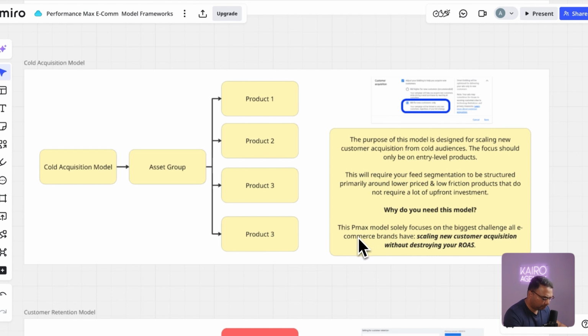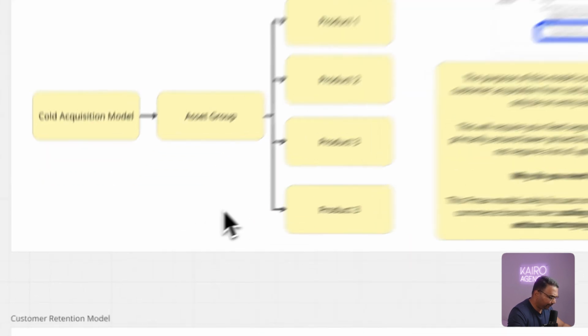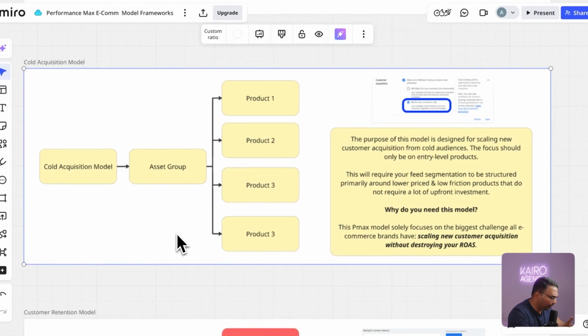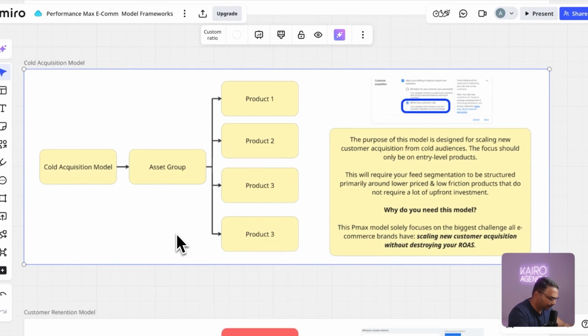This Performance Max model solely focuses on one of the biggest challenges all e-commerce brands face, and that is scaling new customer acquisition without destroying your ROAS. That is it. And that is why this PMAX model is so important, because it allows you to solve pretty much the biggest problem all e-com brands have in a single campaign.